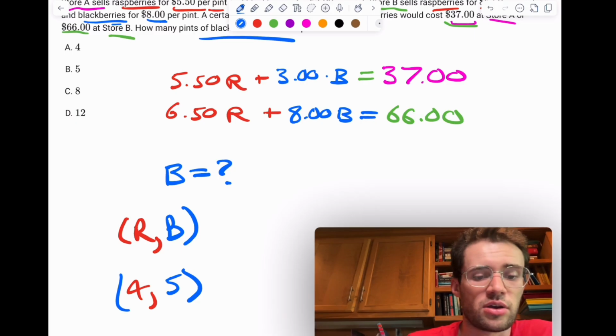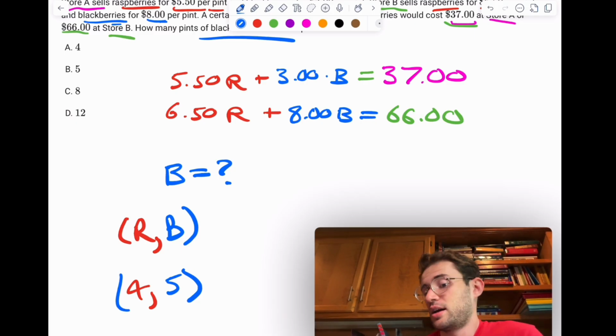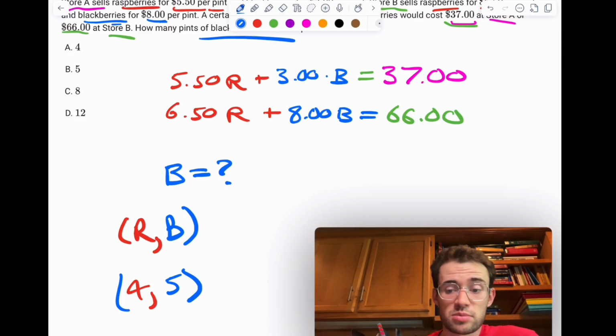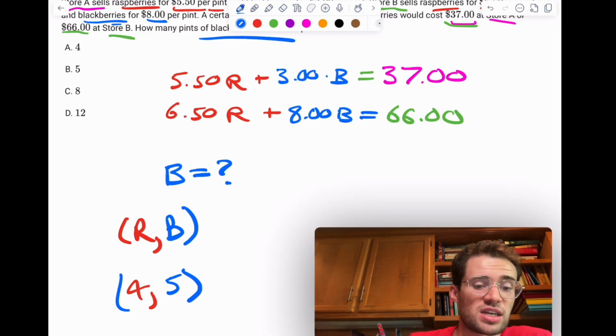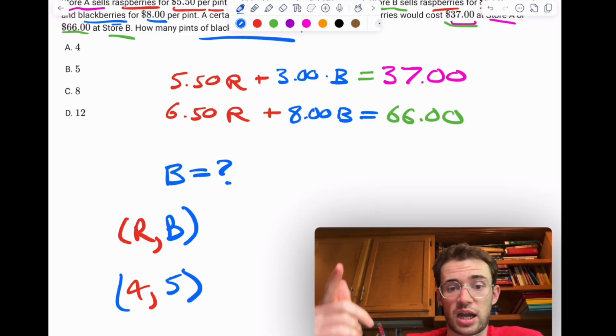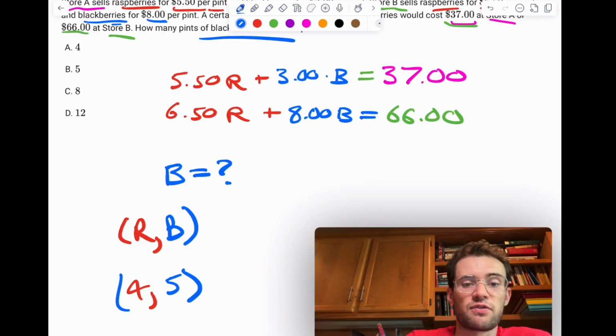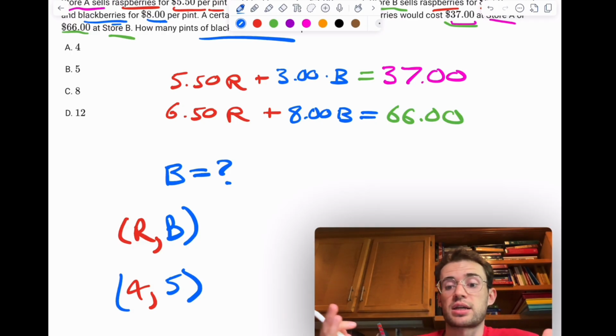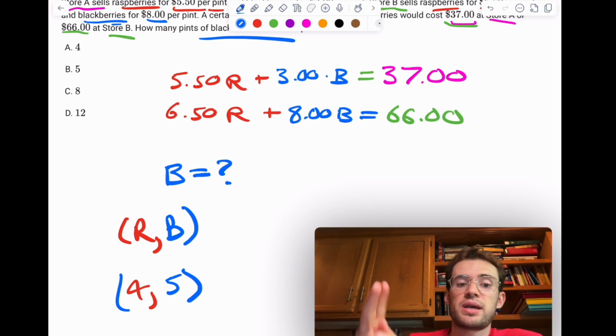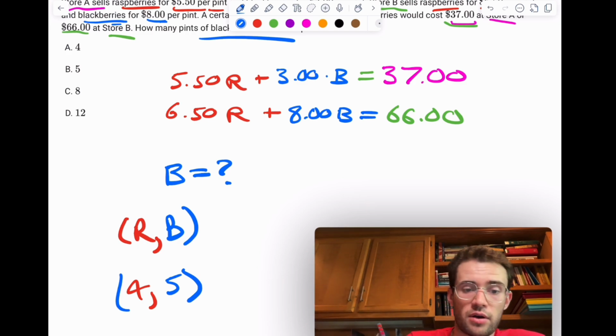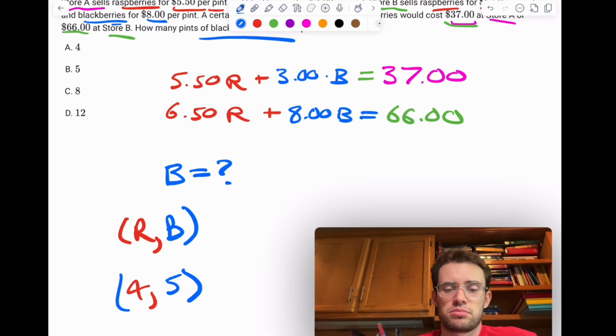And if you wanted to check it, that's another thing. I often say use Desmos to check your answer after doing it algebraically. You can also do an algebraic check to make sure that you typed it into Desmos correctly, right? So you could do 550 times 4 plus 3 times 5, and it will give you 37, right? That will check out the first equation. 650 times 4 plus 8 times 5 equals 66. So that will check the second equation, right? So it should be an ordered pair of r, b that will work for both equations and make it true. So that's one thing you do.